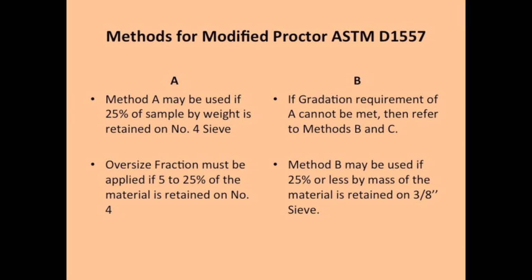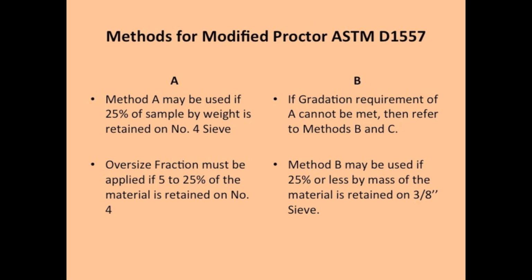Various methods for the modified Proctor, ASTM 1557. Method A. Method A may be used if 25% or less of the sample by weight is retained on the number 4 sieve. An oversized fraction must be applied if 5 to 25% of the material is retained on the number 4. If the gradation requirement of method A cannot be met, then refer to methods B and C, B being first.